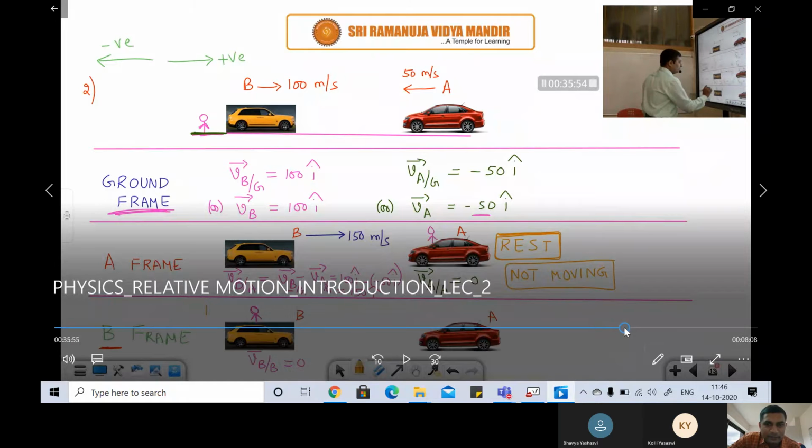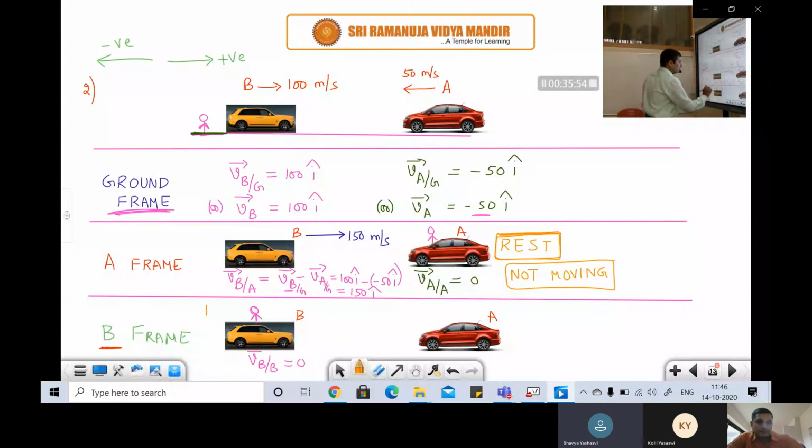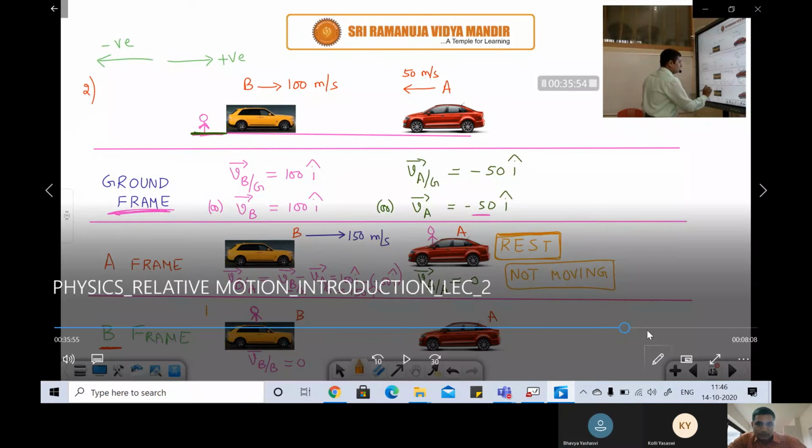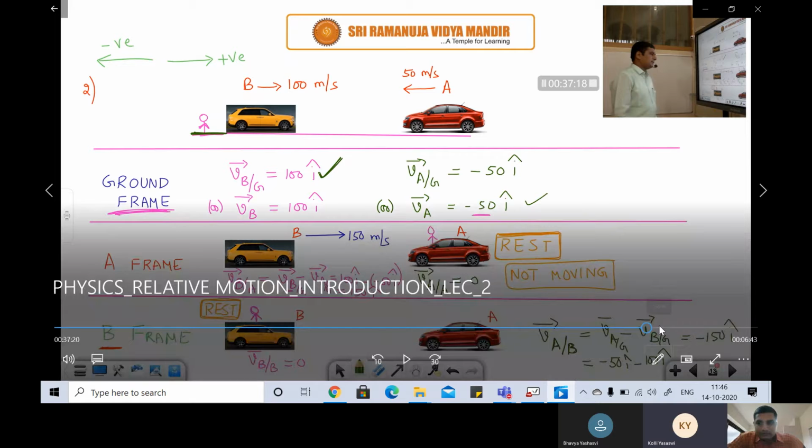Next, what is from B frame? What does it mean by solving from B frame? Standing on B, sir, and observing A. So how much will you get? 0, sir. No, not B, A. Minus 150, sir. Minus 150 means which side? The left side. Correct. Left side, magnitude wise 150.